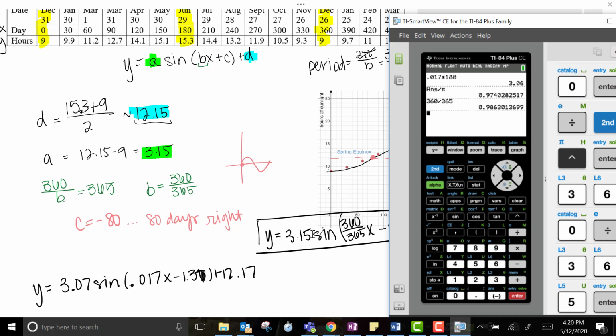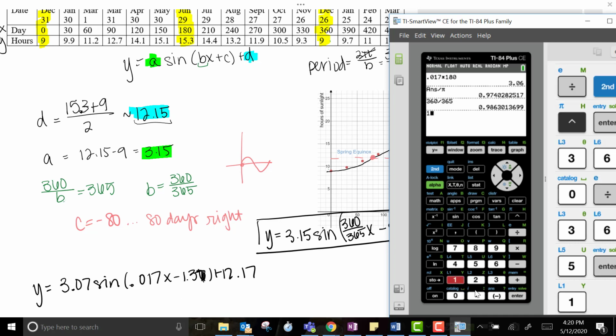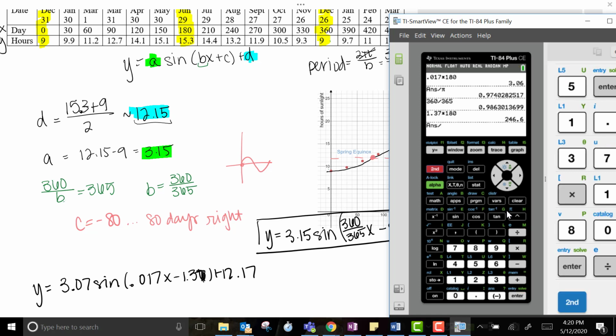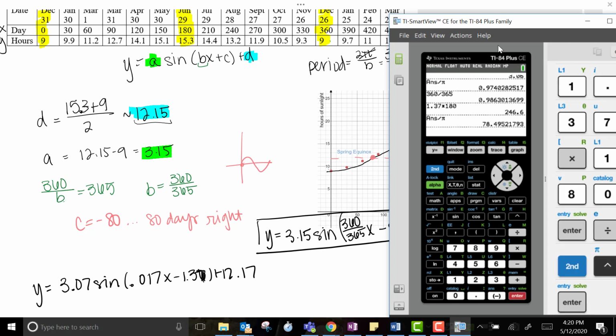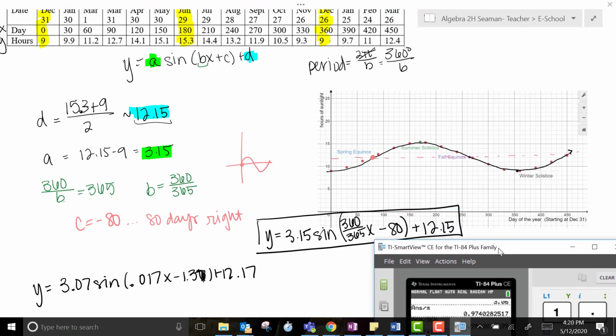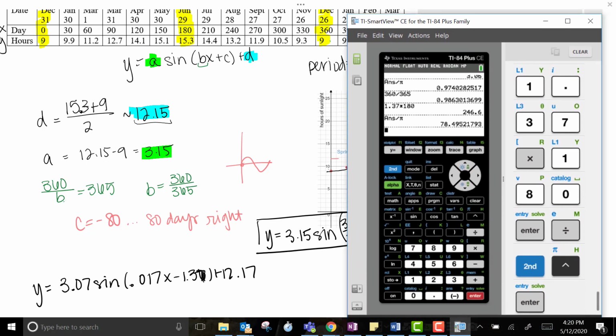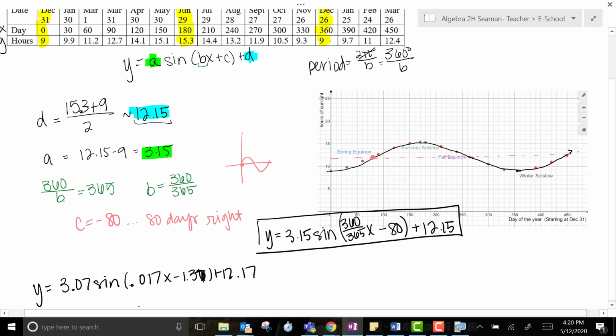3.07 is pretty close to 3.15. Then 1.37, so let's convert that. Let's multiply by 180, I'm just doing my conversion, and then divide by pi. And I get 78.5. Pretty dang close. So let's get this written out right here. So this is 78.5, and then this guy was 0.97. Okay, so then the real equation is going to be 0.97x minus 78.5.